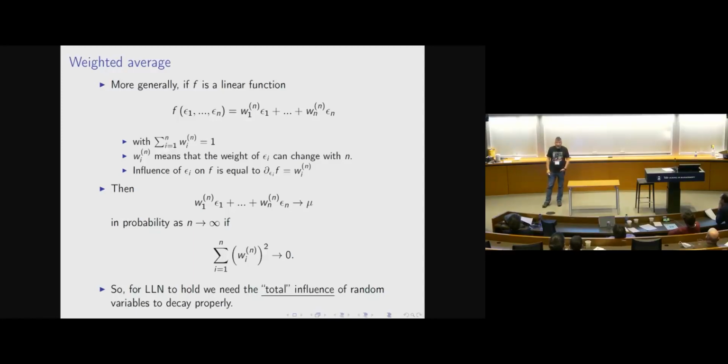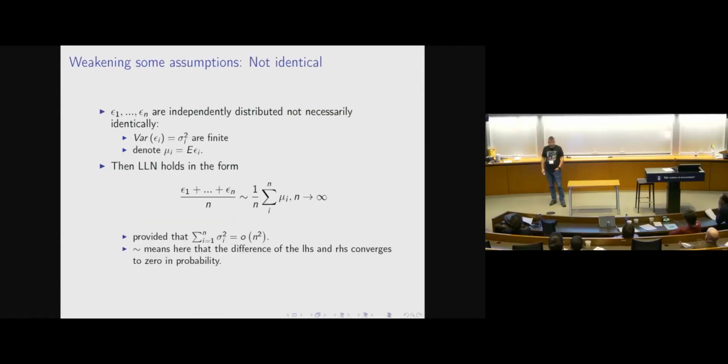So then the law of large numbers basically says the following: this weighted average converges to its mean in probability as n goes to infinity if the total influence, so the sum of these weights squared, goes to 0. Okay, so we can push a little bit further. We don't have to look at just the normal average. We can look at the weighted averages. The law of large numbers holds.